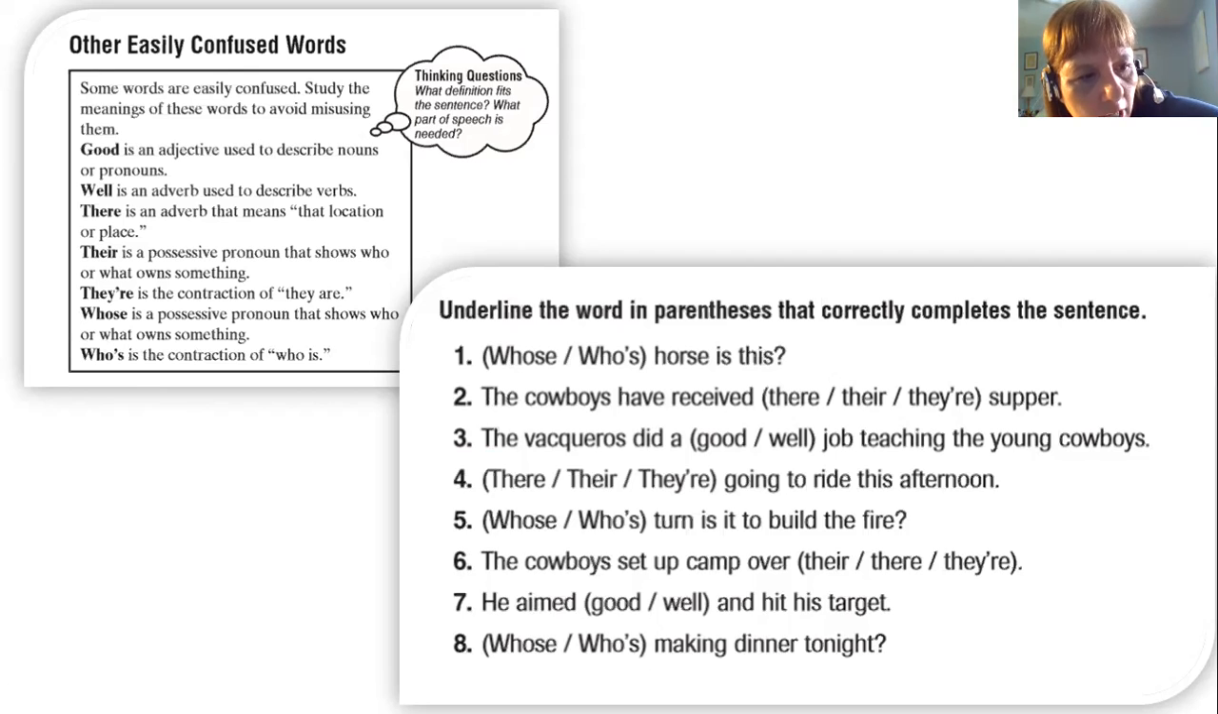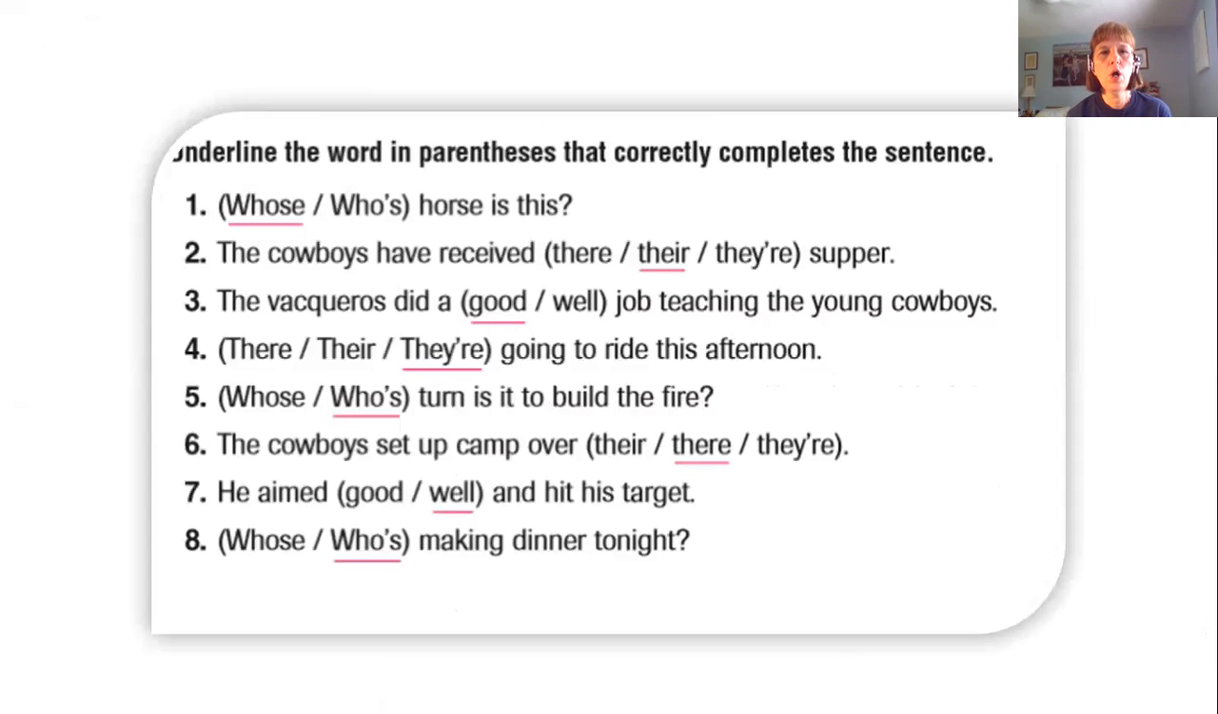okay, let me see if I can do this. Okay, whose pen is this? Whose, possessive, okay? Who's going to the party? Who is going to the party? So please try to do this page. Pause it here. I will continue. Okay. Whose horse is this? That means who is the owner?